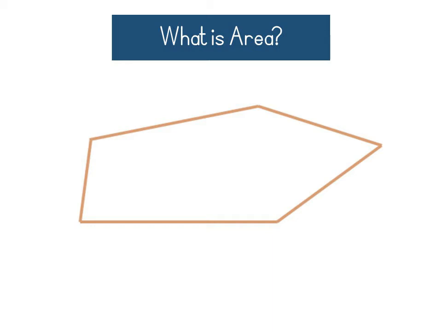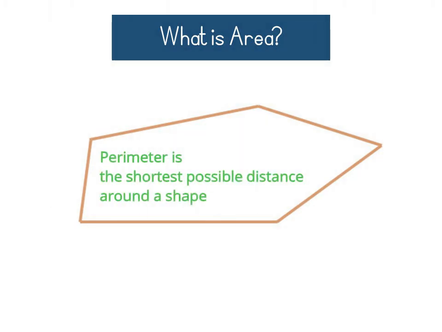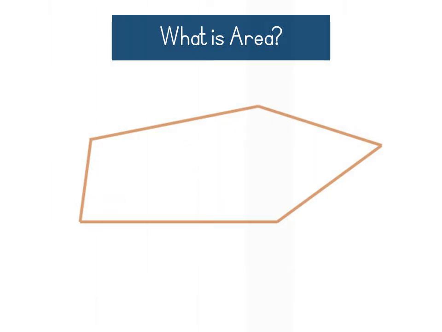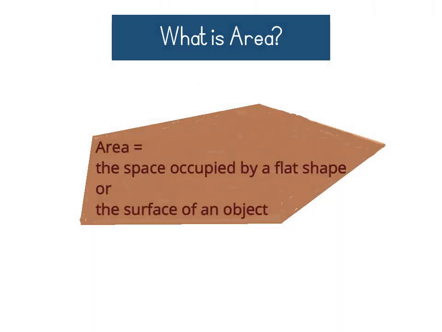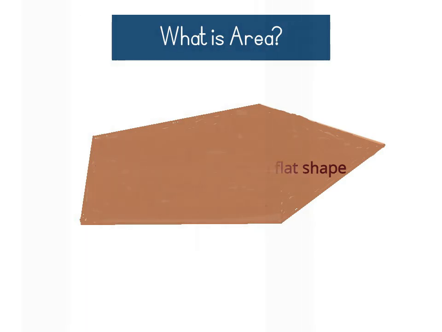Next, learners will be introduced to the concept of area. Ask them to think about the field of which they had to calculate the perimeter earlier on. If the perimeter is the shortest possible distance around the field, what would the area be? The area is the space occupied by a flat shape or the surface of an object.